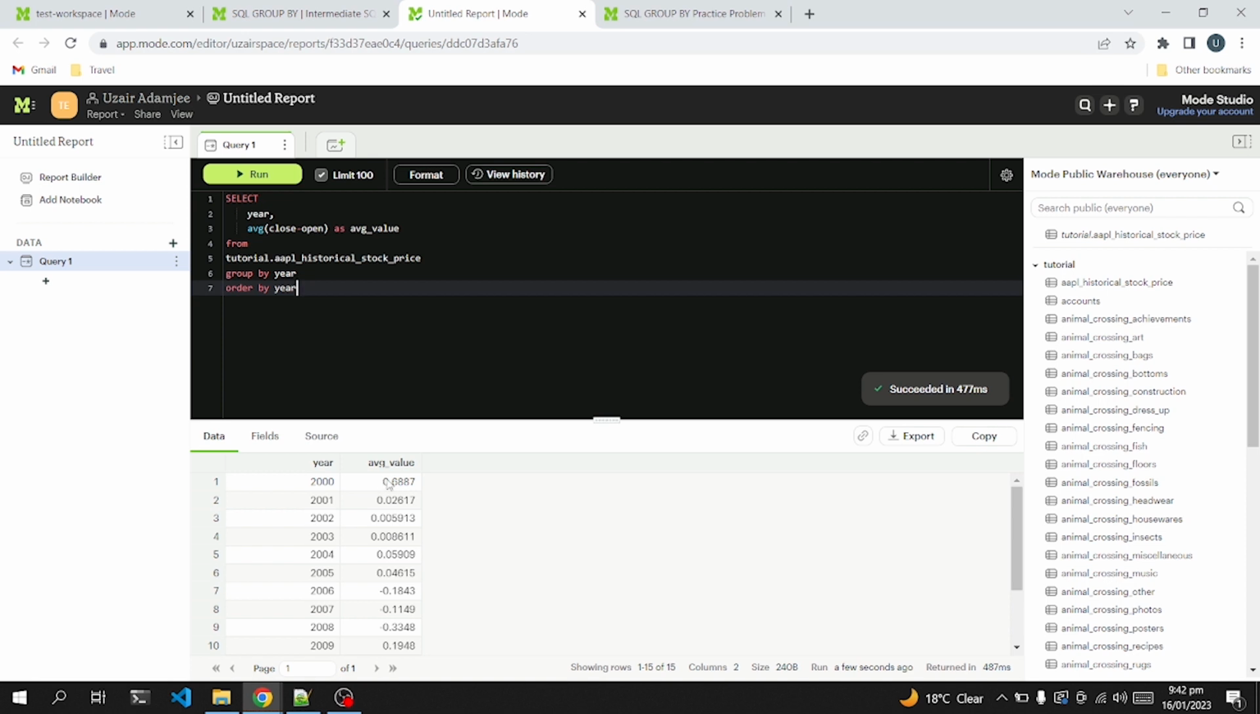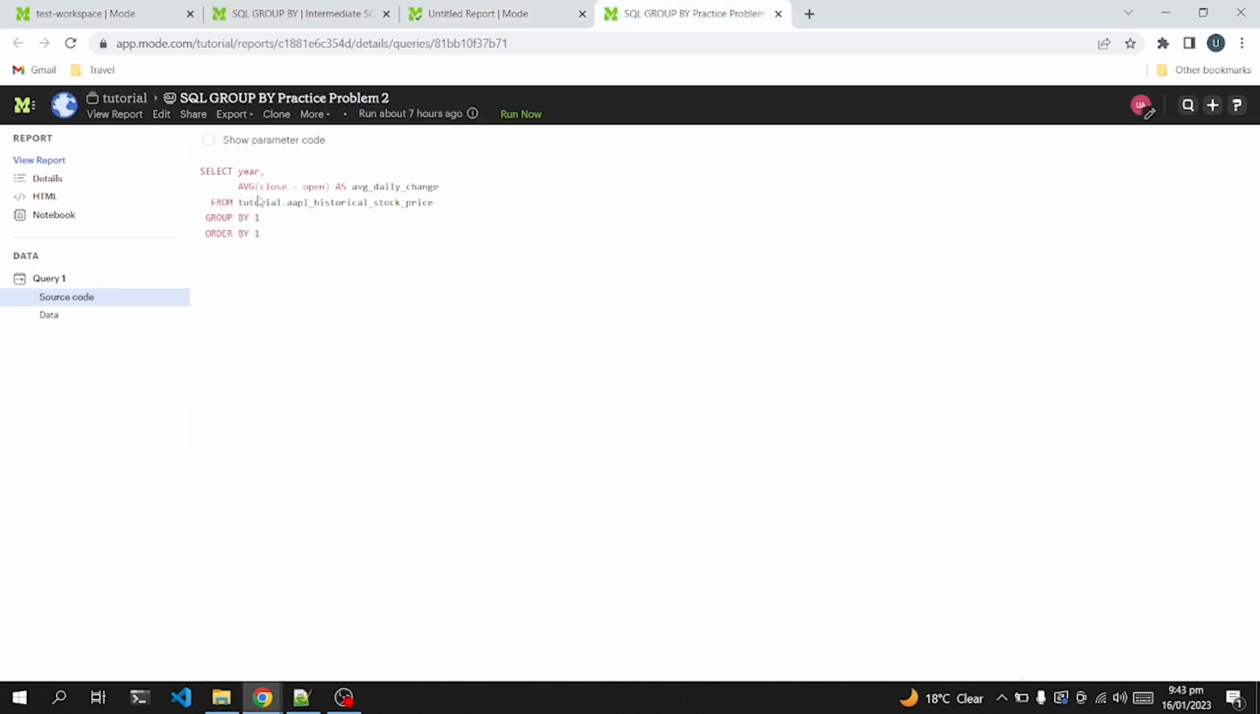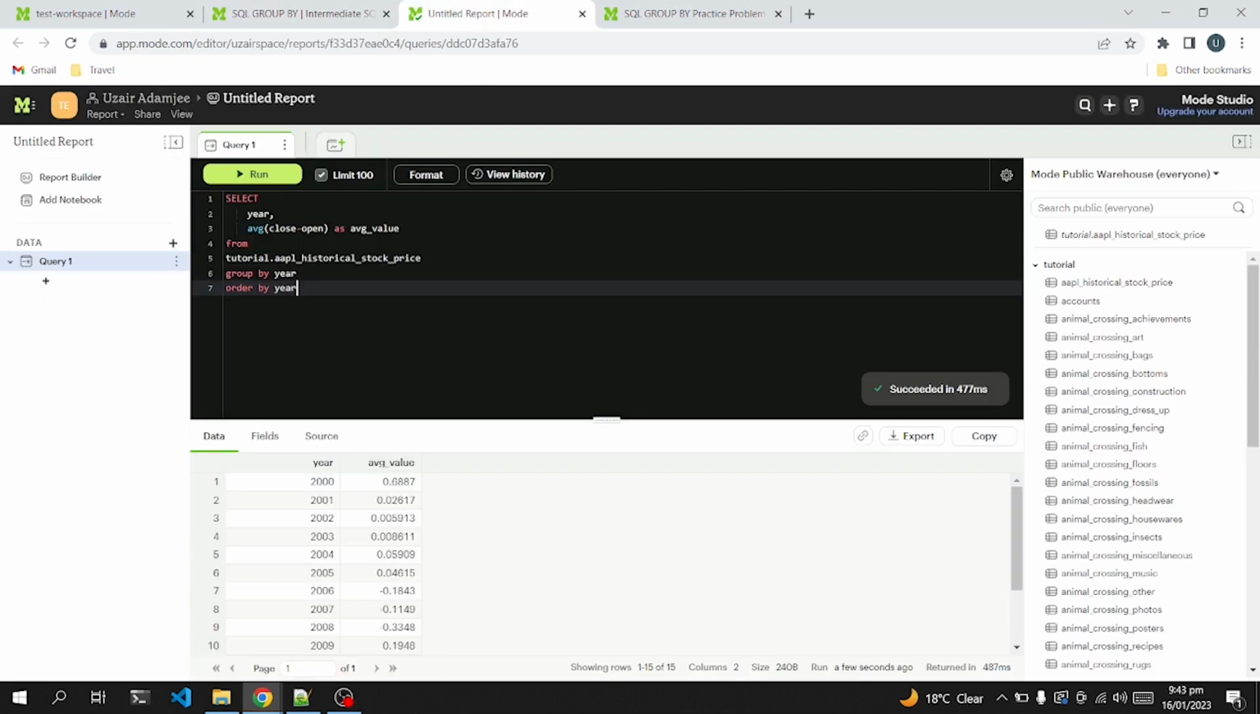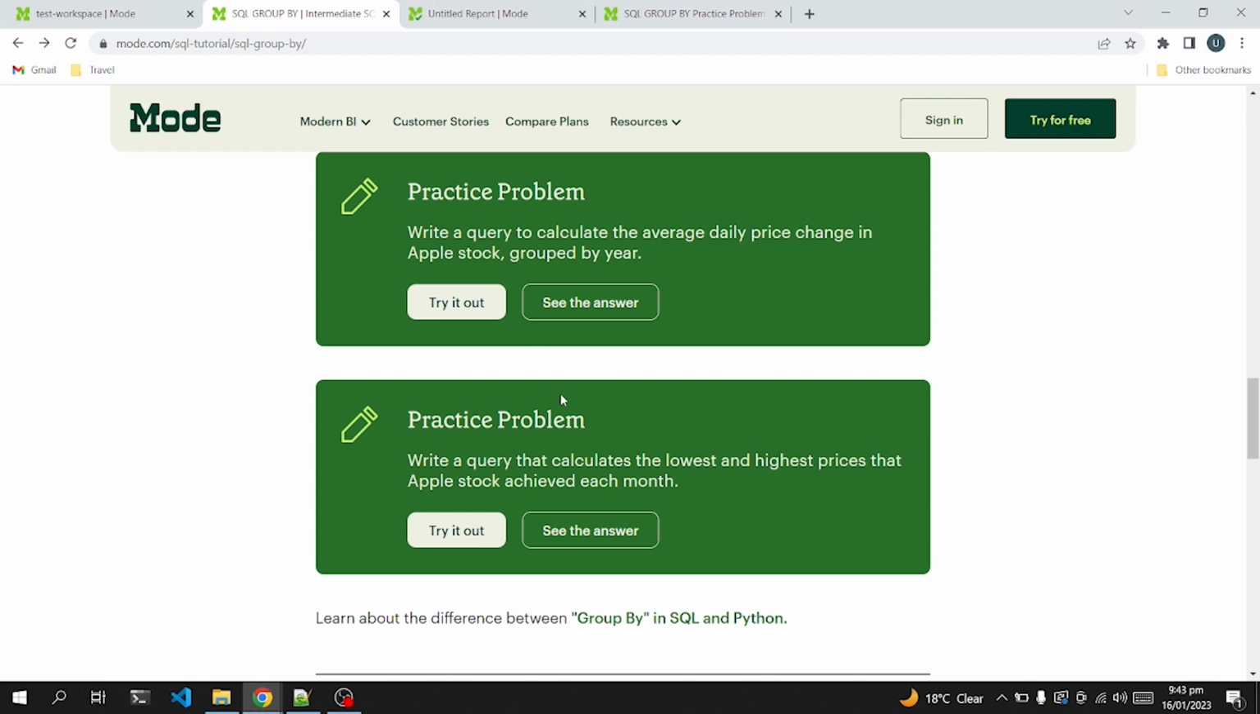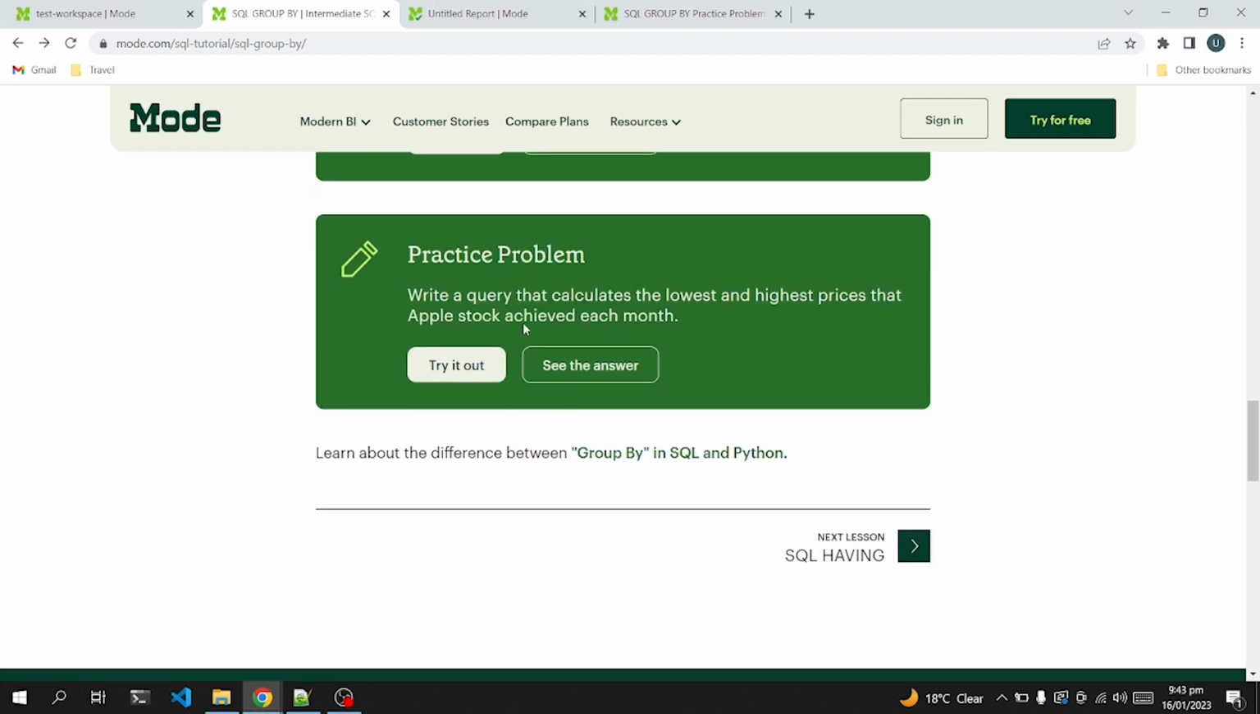So for each year we can get its average value. Yeah, we have implemented it, right. The difference is that they didn't mention the name, they used numbers, and we can do that as well. I have written group by year, but you can also group by 1, which clearly links to year. So let's try another problem.